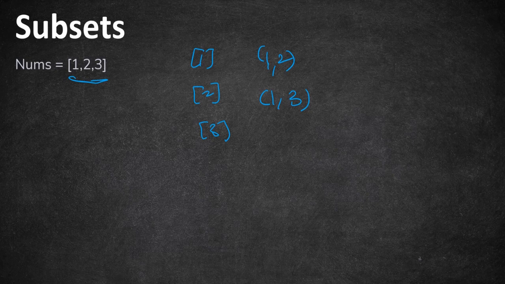Coming again to 2 comma 1, 2 comma 1 is the same as 1 comma 2. So we don't really have to have another subset 2 comma 1, which is a duplicate one. In that case we would be having another subset, which is 2 comma 3. So these are the set of subsets we are going to return. So how are we going to approach this programmatically?